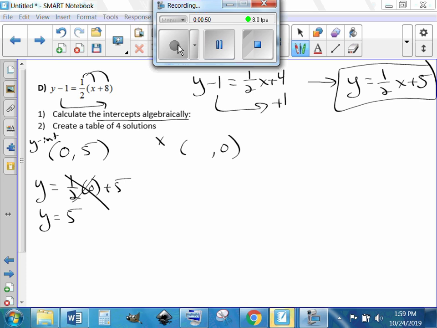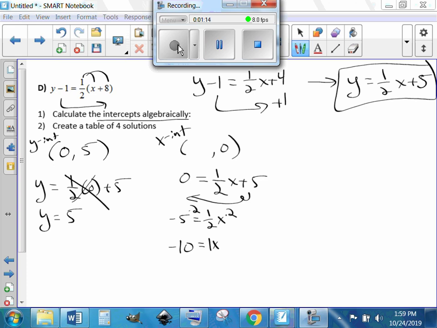Okay, for the x-intercept, I'm going to plug 0 in for y. So 0 equals 1/2 x plus 5. Now I need to do some solving here. I'll move the 5 over. And at this point, I'm going to multiply by 2. I could have multiplied by 2 at the beginning to get rid of the fraction, but it doesn't matter when we do that. So negative 10 equals 1x. So x is negative 10.